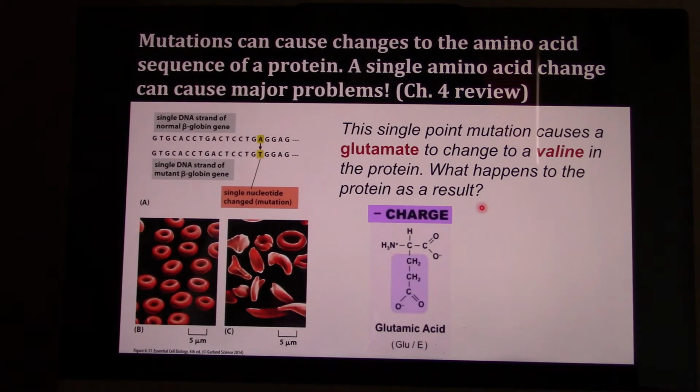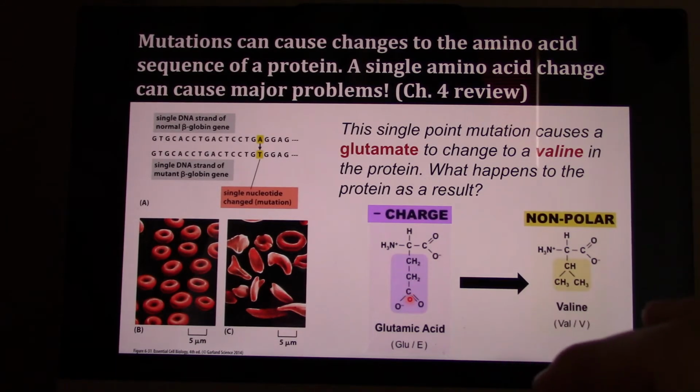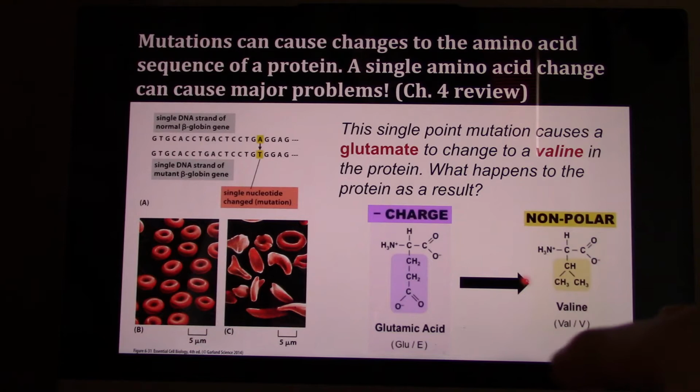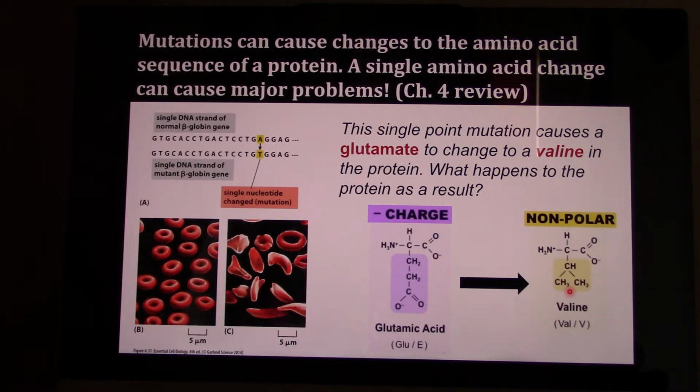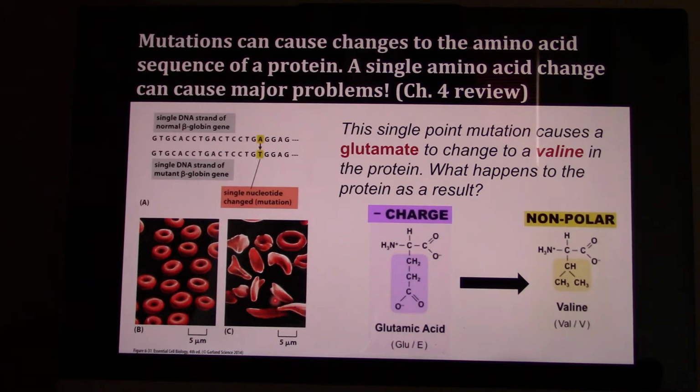So here's what glutamate looks like. It has a negative charge, and valine is nonpolar, so it has no charge. What that means is that the protein doesn't fold correctly. We're losing a charged group that would help with an ionic interaction or a hydrogen bond interaction or something like that to allow folding, and now we've got a nonpolar group there that's not going to allow those sections of the protein to fold, and so it results in this devastating disease. Of course, there are advantages to the disease, but I'll talk about those in genetics.